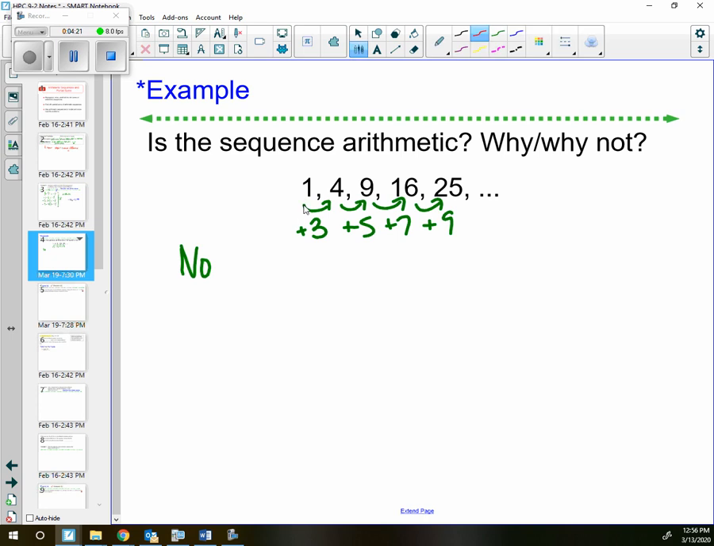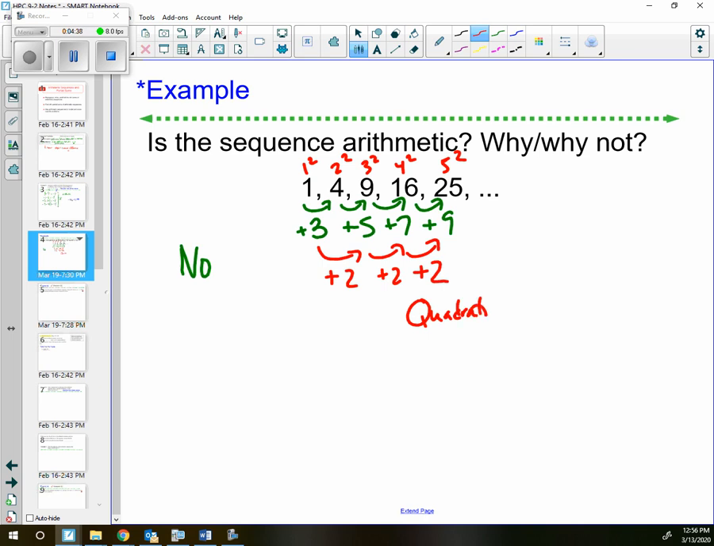1, 4, 9, 16, 25. Those look pretty familiar, I hope. Perfect squares, like 1 squared, 2 squared, 3 squared, 4 squared, 5 squared. Check the second differences. Up by 2, up by 2, up by 2. Oh, this one's quadratic, right? So this would be a quadratic rule.